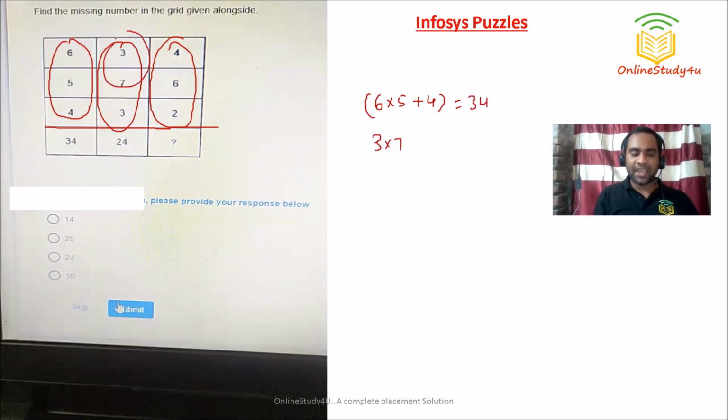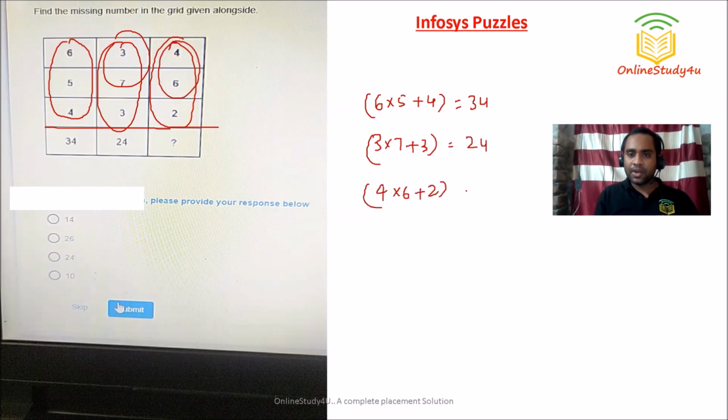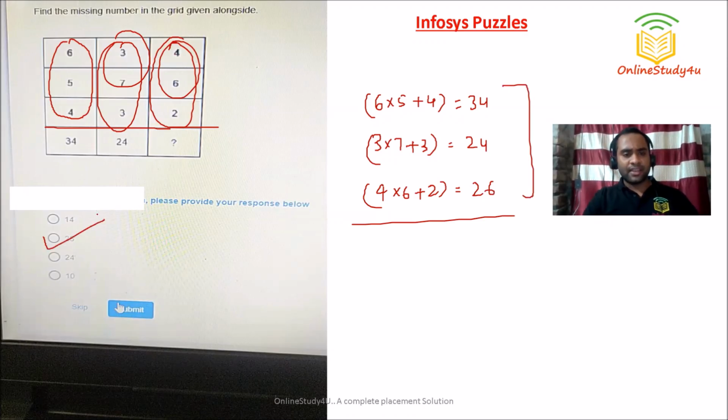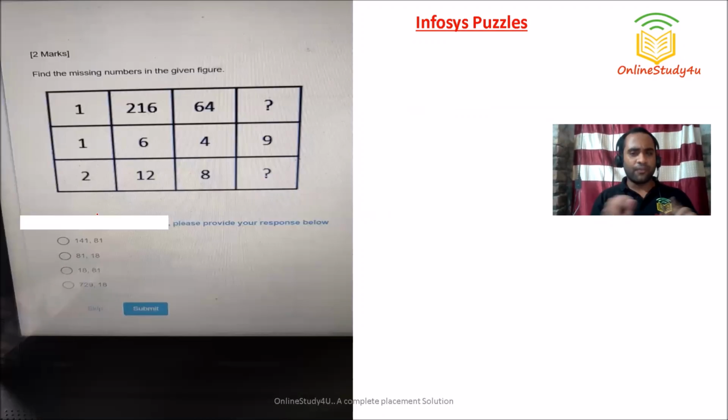3, these two you multiply. 3 into 7 will be 21, and add 3. So it will be nothing but 24. Then 4 into 6 will be 24 plus 2. 24 plus 2 will be 26. So the answer will be 26. Okay, so friends, these problems were not very difficult, but yes, it was a little challenging.